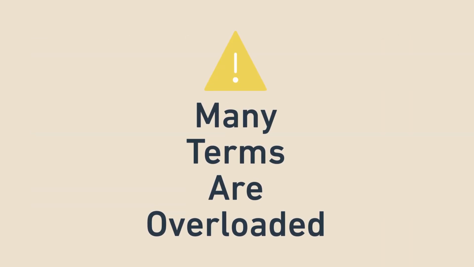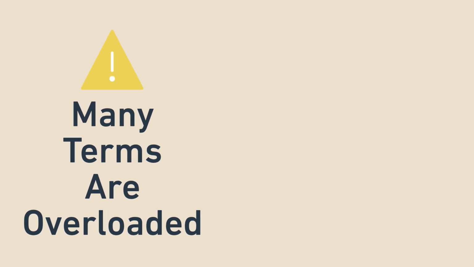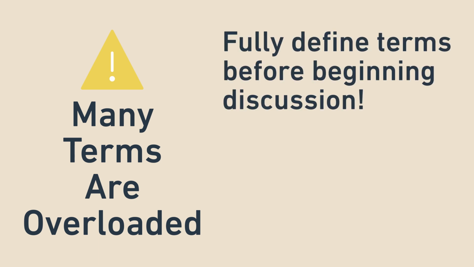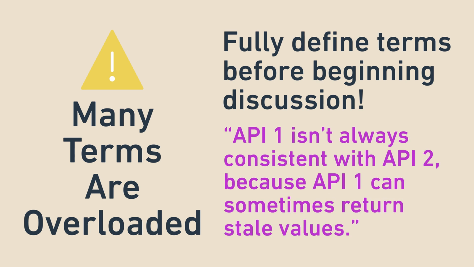I'll finish this video by saying that many terms like consistency are overloaded in the software engineering community and can mean different things to different people. Therefore, whenever discussing anything using these terms, you should always share the definition you intend to use before plunging into the details. For example, you might say, API 1 isn't always consistent with API 2 because API 1 can sometimes return stale values. This will avoid any confusion or disagreement from having different definitions rather than the actual topic at hand.